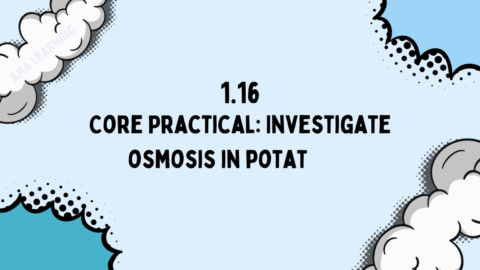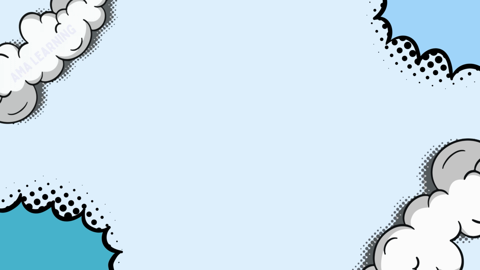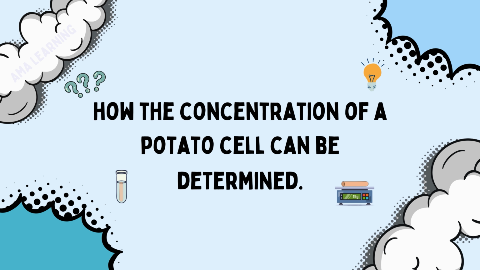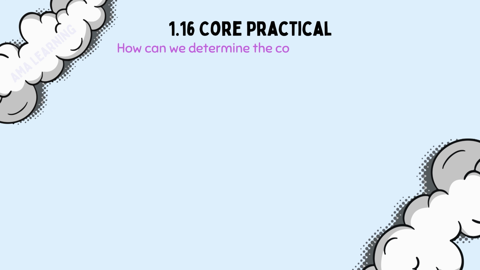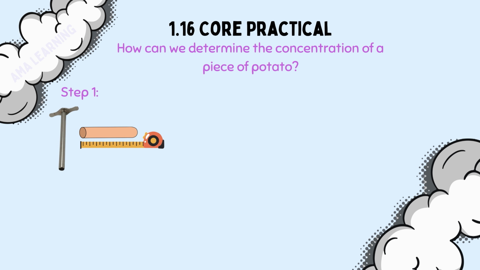Investigate osmosis in potatoes. To successfully answer any GCSE question linked to this specification point, you will need to know how the concentration of a potato cell can be determined. How can we determine the concentration of a piece of potato? Step 1. Cut tubes of potato using a cork borer and trim to 5 centimeters. This ensures that the size of the pieces are controlled.